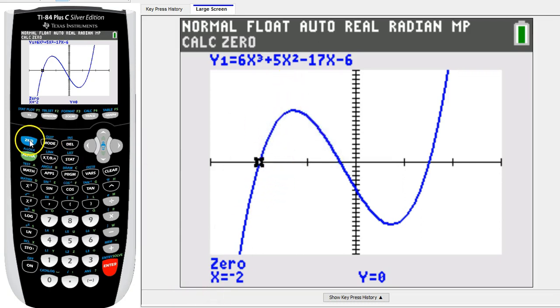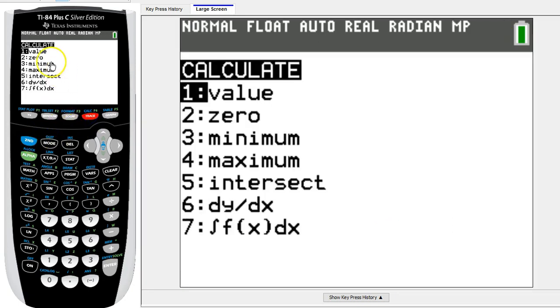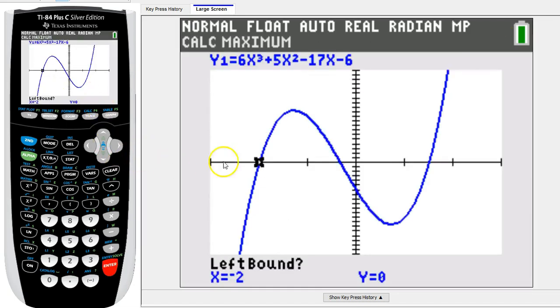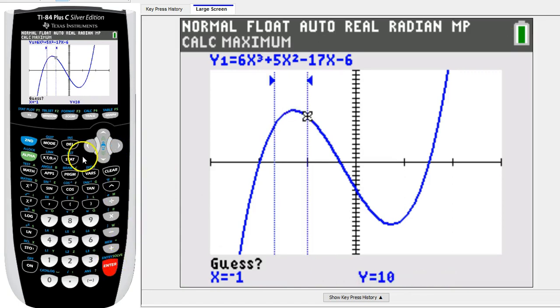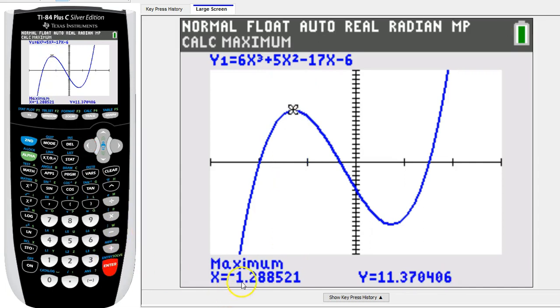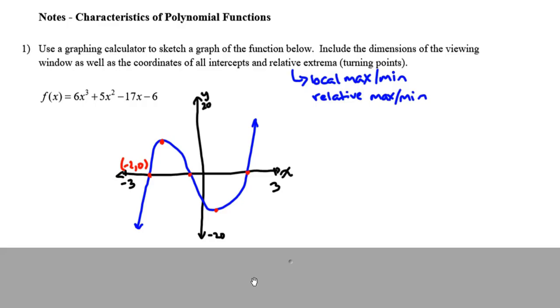So go ahead and find that maximum. We're going to hit second calc. Every time second calc, but this time I want the maximum tool, so choice 4. And I need to be to the left of that point. And now it's saying right bound, to be to the right of that point. And hit enter. And now a guess. Okay. So it's telling me the maximum, I'm going to round this to the 100th, is negative 1.29 and 11.37. Okay, so we have that point's coordinates.